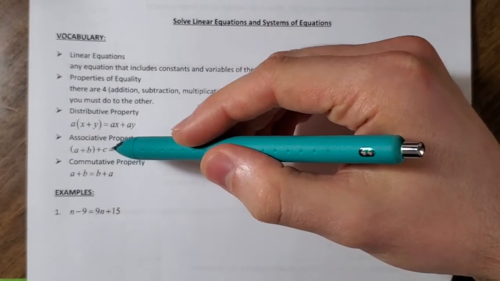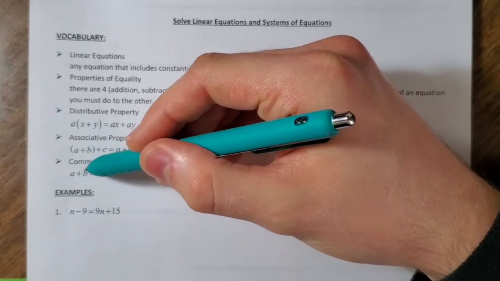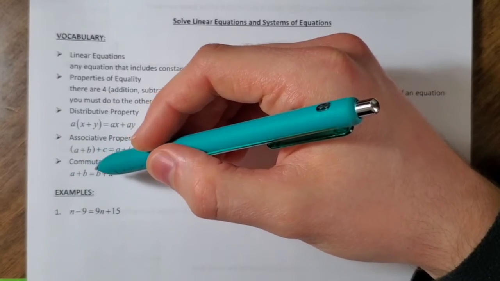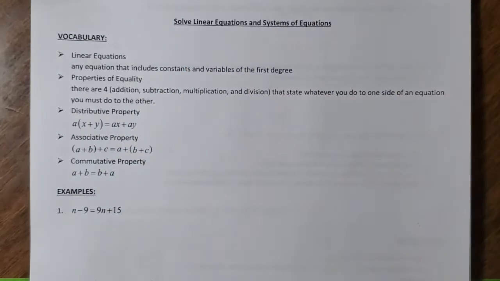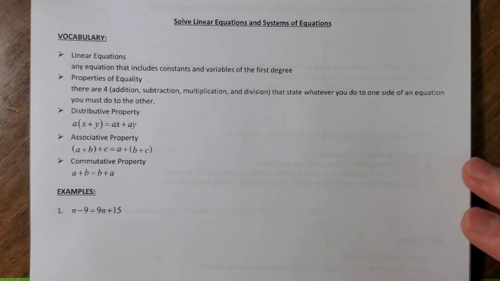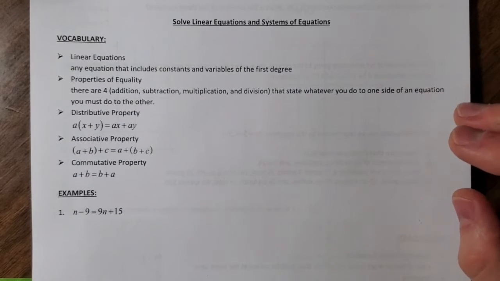Then we have our commutative property of addition, which similarly, if we add a and b together on the left side of this equation, it's going to give us the same value as if we were to add b plus a on the other side of the equation. But now with those little refreshers out of the way, let's go over some practice example problems.